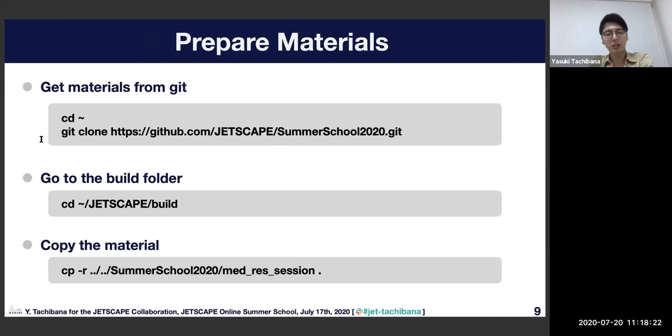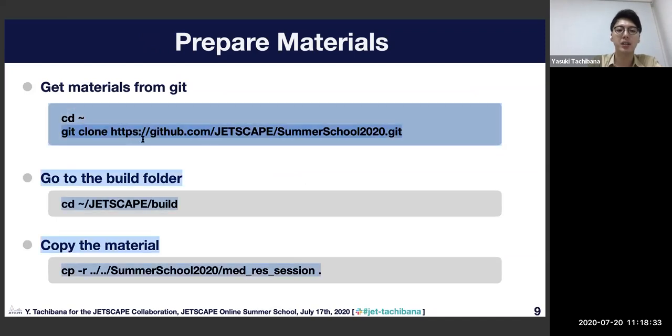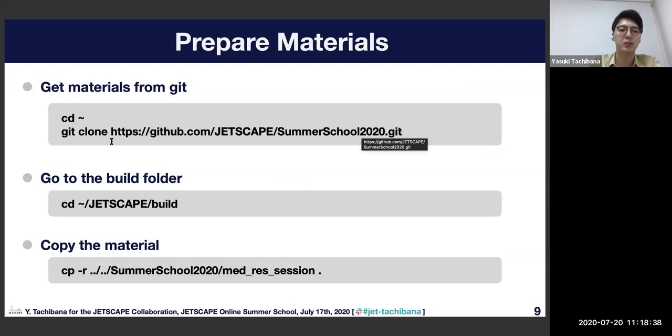The first thing I want to ask you to do is obtain the material from Git. Please go to the home directory and get the material for my session from JETSCAPE Summer School 2020 with this command. I'm going to wait for a while. After finishing it, please say yes. It can take a while, depending on your network condition.